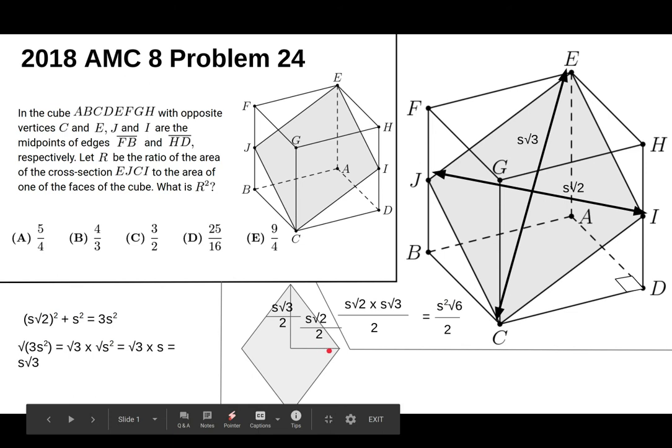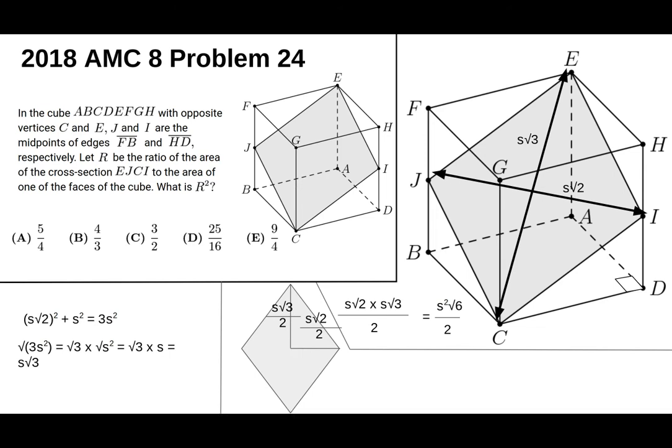So now this is a triangle and this is the height of the triangle. S root 3 over 2 is the height of the triangle and S root 2 over 2 is the base of the triangle. So the area of this triangle is S root 2 over 2 times S root 3 over 2 over 2. But let's ignore that last over 2 currently. It might make things simpler. So that's S root 3 over 2 times S root 2 over 2, which is S squared root 6 over 4. We also have to divide by 2, but let's not consider that yet. We can always do that later because multiplication is commutative. So we can divide by 2 later.